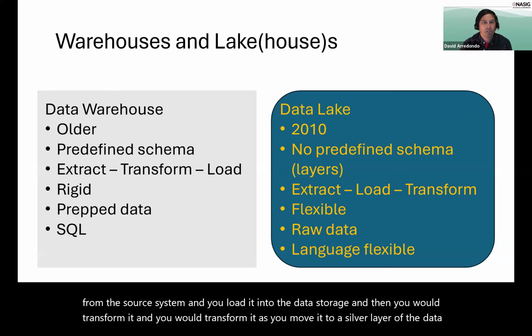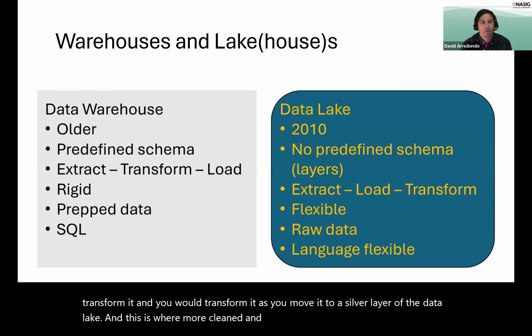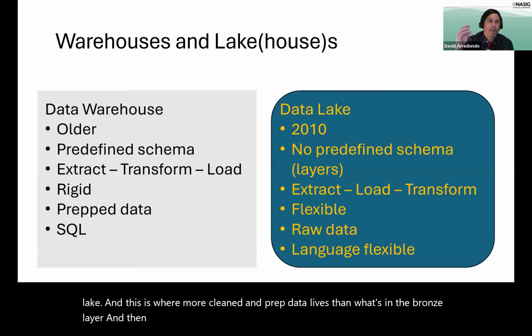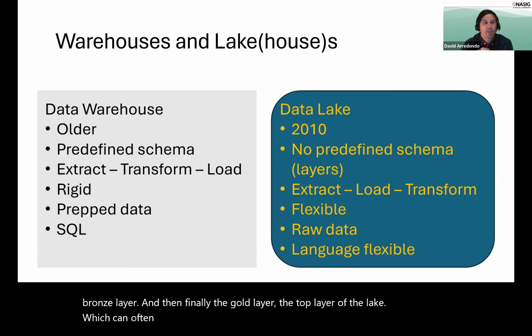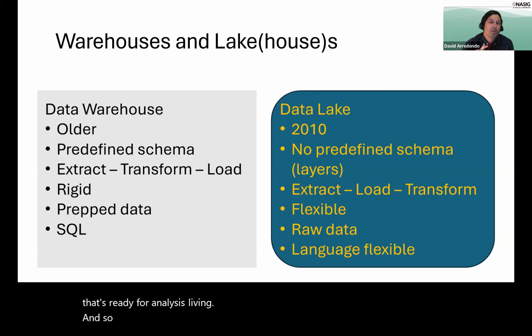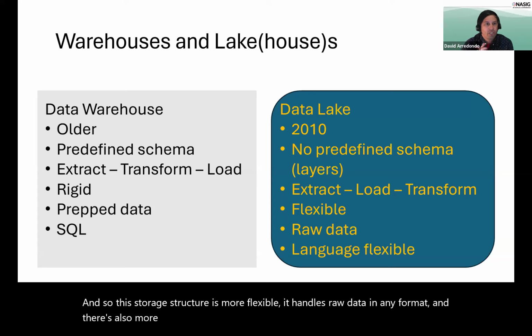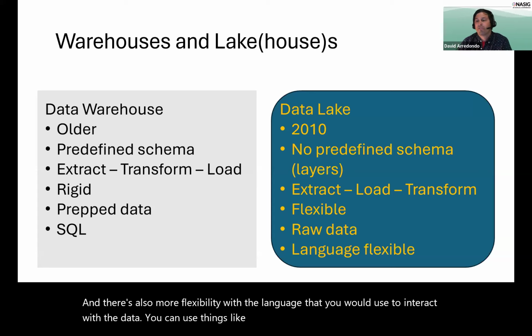This is where more cleaned and prepped data lives than what's in the bronze layer. And then finally, the gold layer, the top layer of the lake, which can often be a data warehouse, is where your cleaned, prepped data that's ready for analysis lives. And so this storage structure is more flexible. It handles raw data in any format. And there's also more flexibility with the language that you would use to interact with the data. You can use things like Python and R besides SQL.